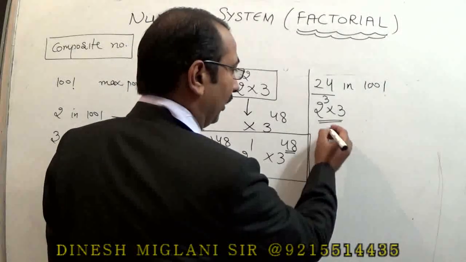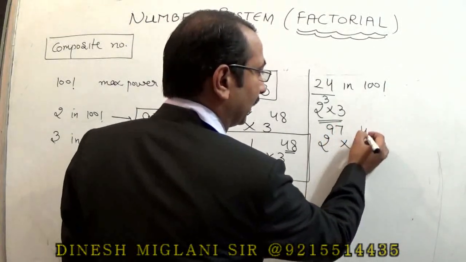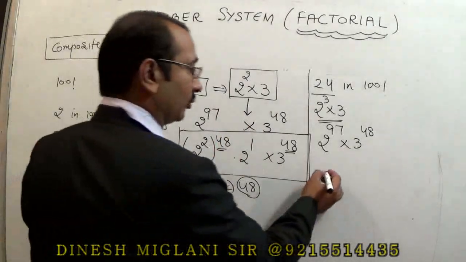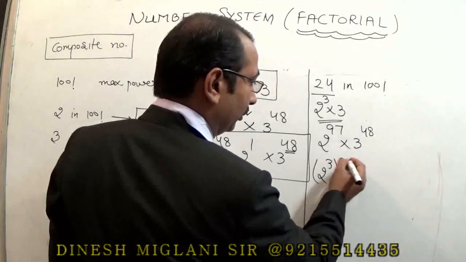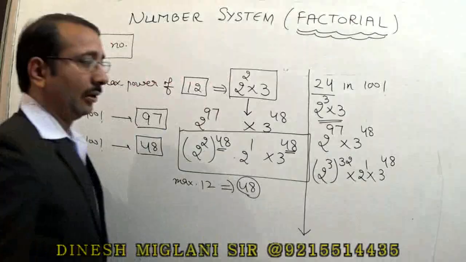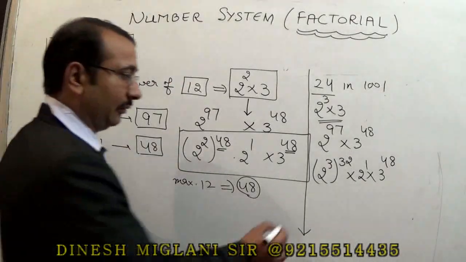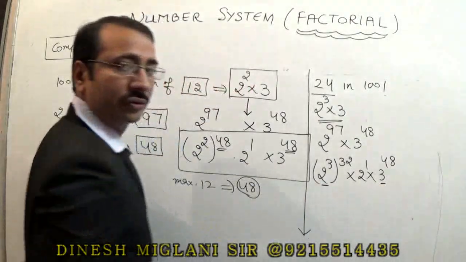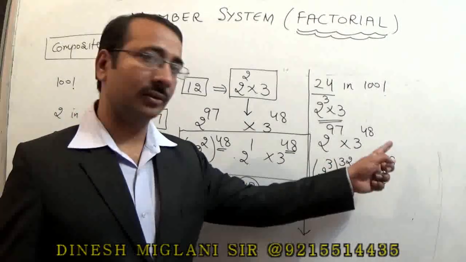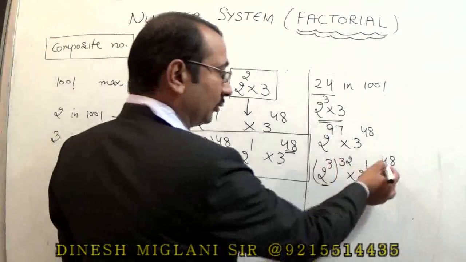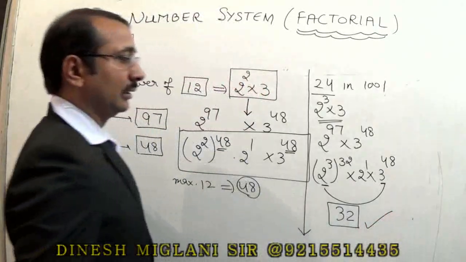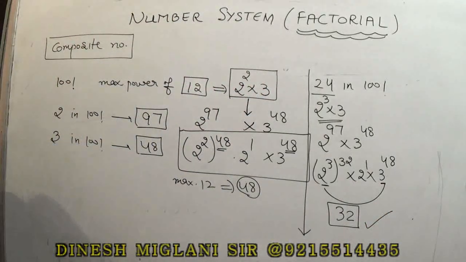I know that you have 2 raised to power 97 into 3 raised to power 48. But here I need to find 2 cube, so I will make it as 2 raised to power 3. It will go 32 times, and 2 raised to power 1 is left, and 3 raised to power 48. Now for finding the powers of 24, I need one pair of 2 cube and one of 3. The number of 2 cubes is 32 and the number of 3s is 48. Out of these two, which one is least? 32. So the maximum power of 24 that divides 100 factorial is equal to 32. That becomes your answer.